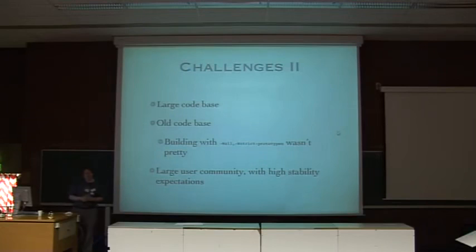It's got a sizable user community, which is generally made up of large enterprise organizations who have very high stability expectations, which makes it very challenging to integrate new features into the code base because your stable tree has to be very stable. People tend to be more paranoid with their files than with really any other part of their computing infrastructure.